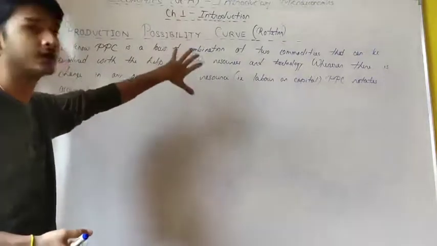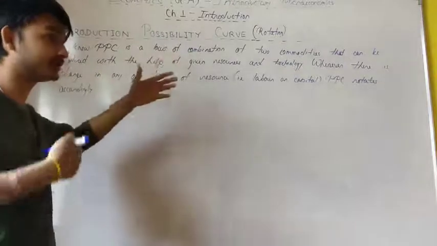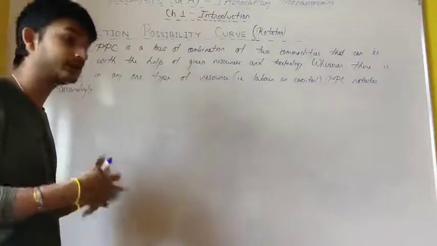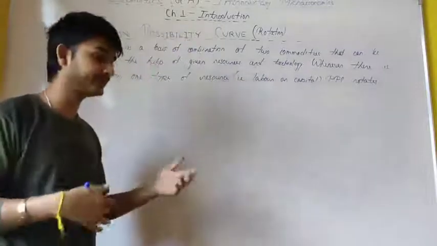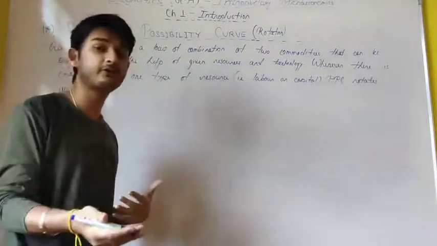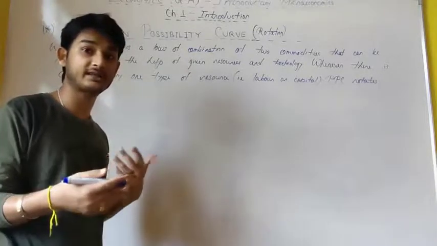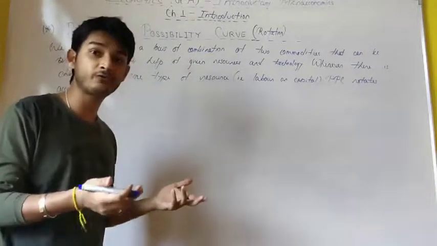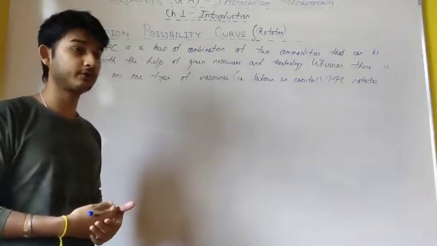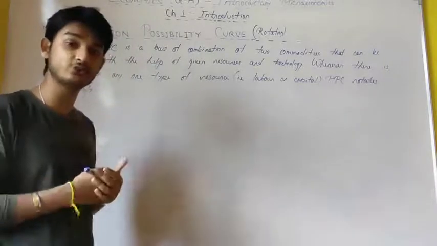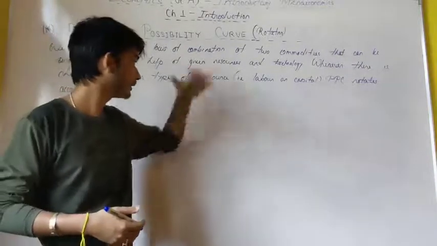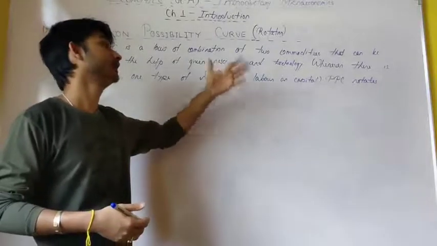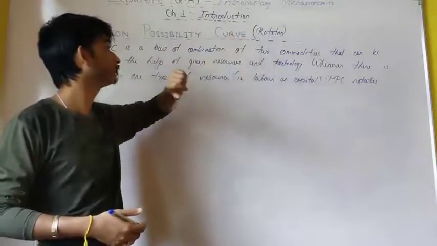In case of shift of PPC, the change was associated with both types of resources. That means the change was associated with labor as well as capital. Whenever there was a rightward shift of PPC, we talked about increase in skilled labor force, discovery of new natural resources, and new techniques of production. So everything we discussed in the shift topic.